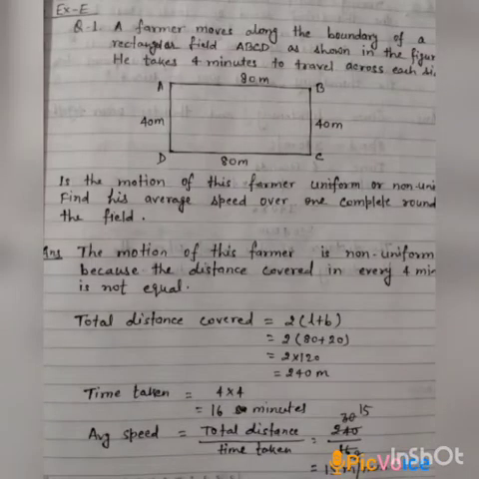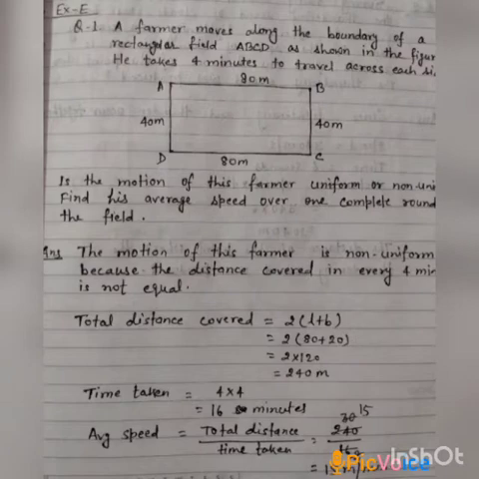Now we'll do exercise E, question number 1. A farmer moves along the boundary of a rectangular field A, B, C, D as shown in the figure. He takes 4 minutes to travel across each side. Is the motion of the farmer uniform or non-uniform? Find his average speed over one complete round of the field.